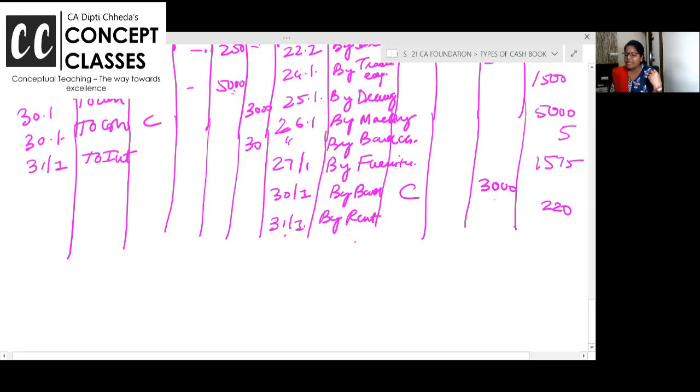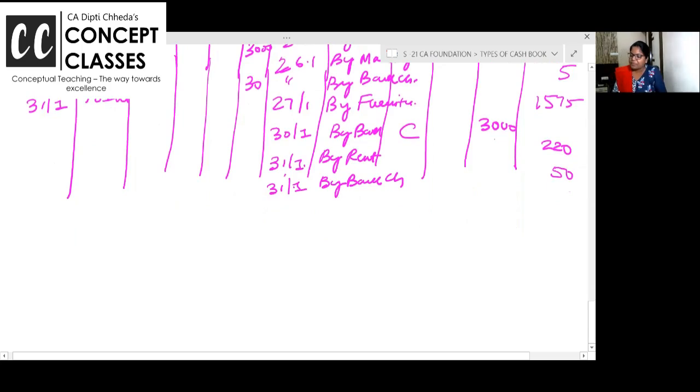31st of January, half yearly bank charges paid. So on 31st of January, some bank charges are deducted from the bank in my passbook. 50 rupees. That's it. Now balance the columns.